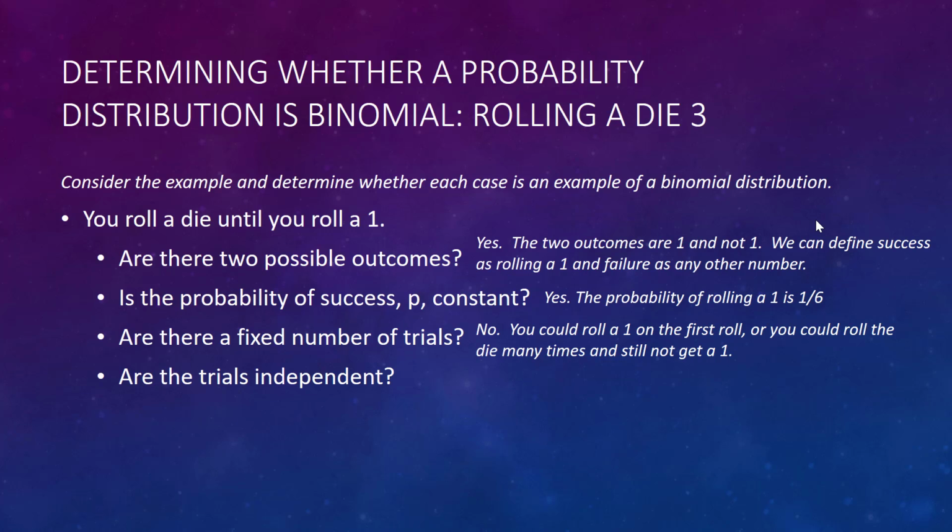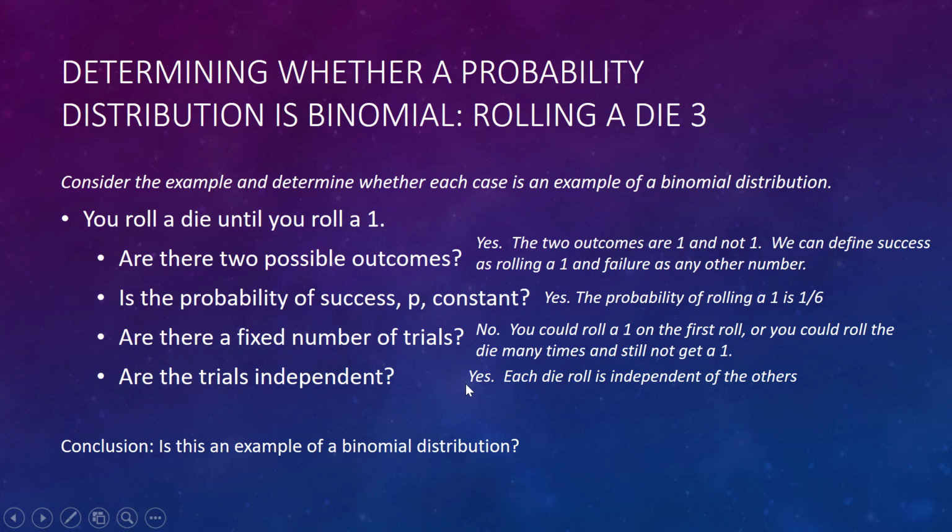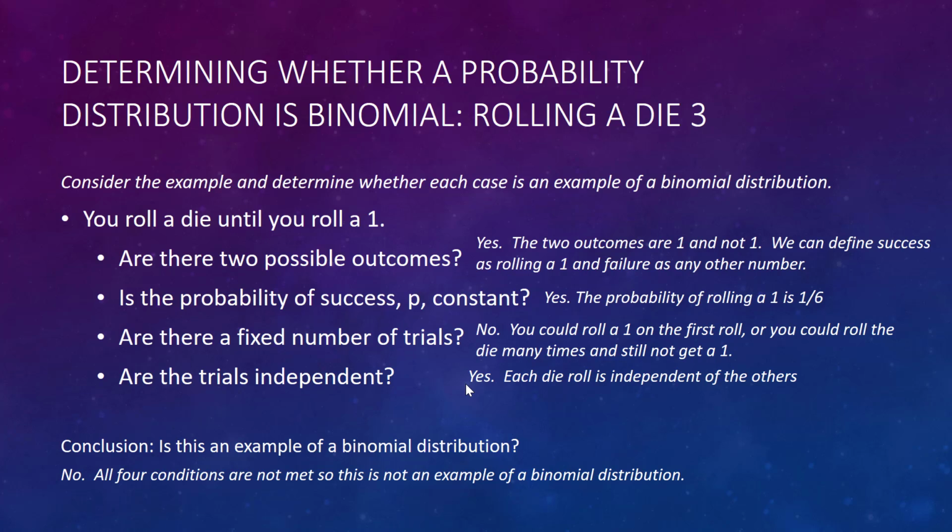But again, for instructional purposes, we'll finish and do the last thing that we need to do. Are the trials independent? Yes, each die roll is independent. So even though we're meeting 3 out of the 4 requirements, because we failed one requirement, this is not an example of a binomial distribution.